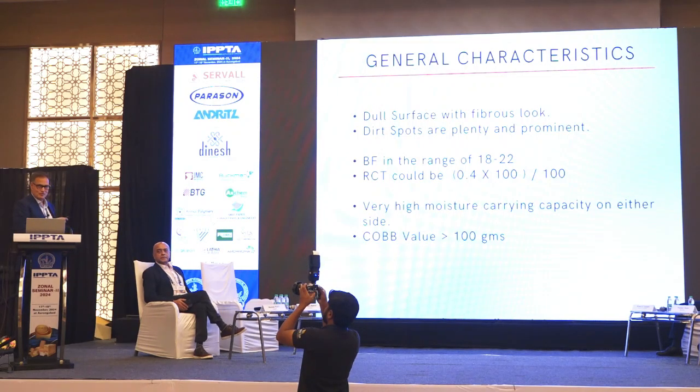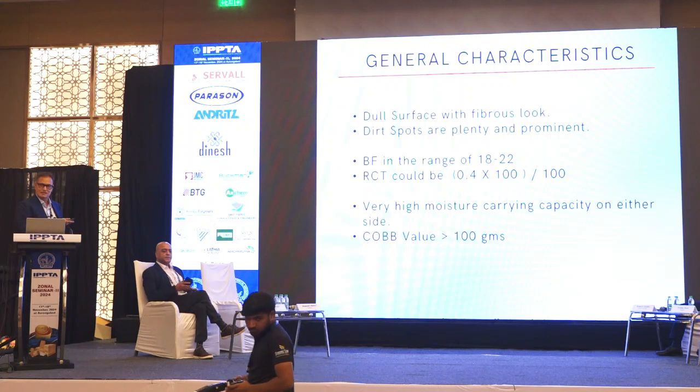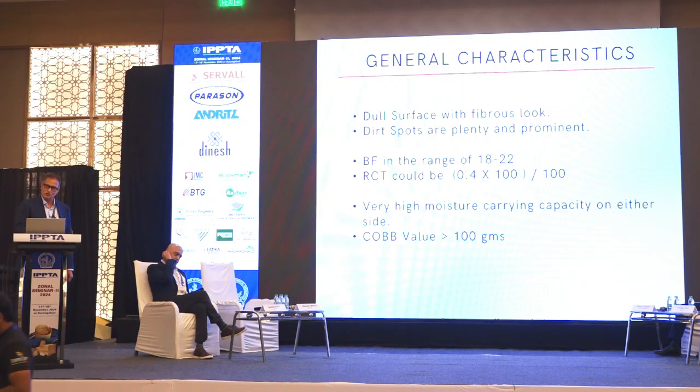For example, in some of the mills we have seen, 100 GSM shows 100 grams. If you go to 125 GSM, it is 125 grams, and so on. 150 GSM shows 150 grams, and 180 GSM shows even up to 180 grams. Even with 180 grams of COBB, it runs very well on the machine. So the higher the COBB, the better it runs on the machine.